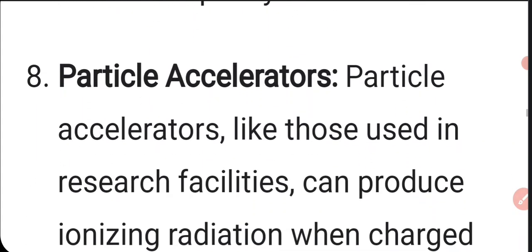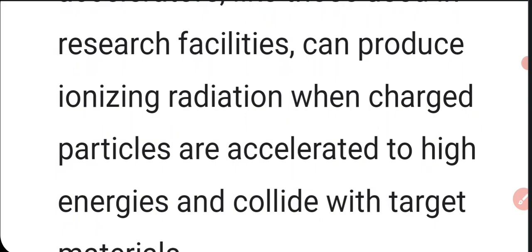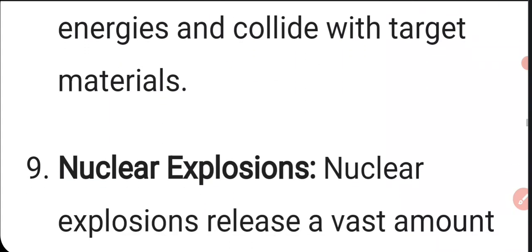Then particle accelerators. Particle accelerators like those used in research facilities can produce ionizing radiations when charged particles are accelerated to high energies and collide with target materials. So if in a research process someone is utilizing a material which becomes highly charged and can emit some electrons, in that case some radiation can happen, and these are called accelerated particles.